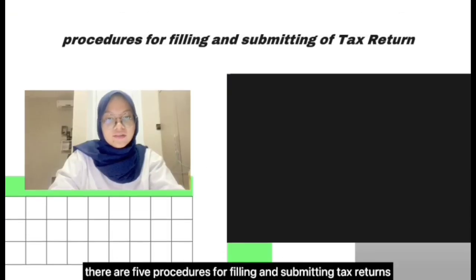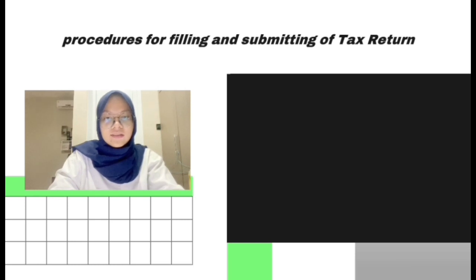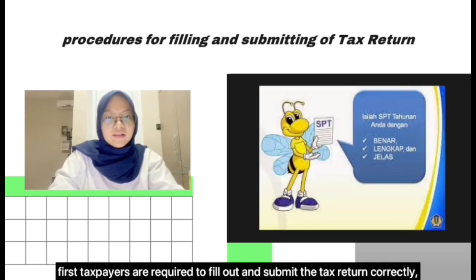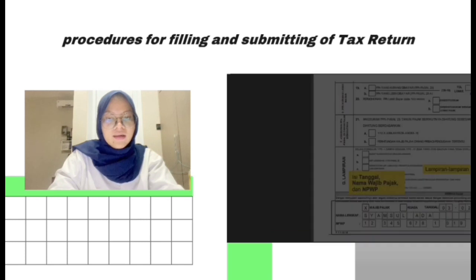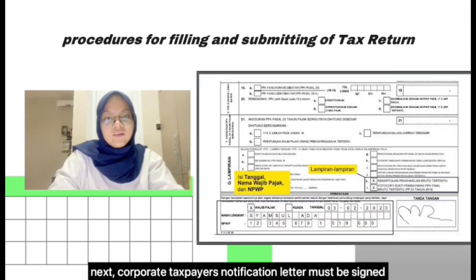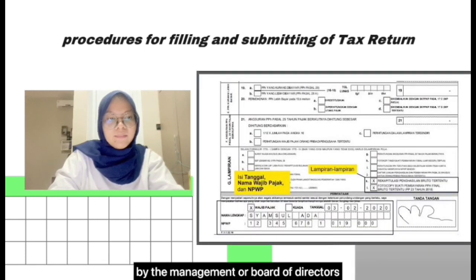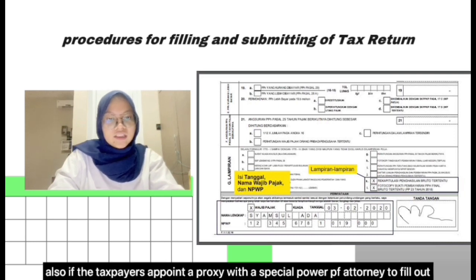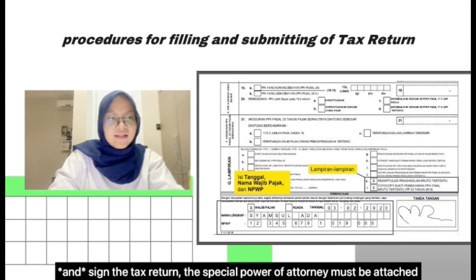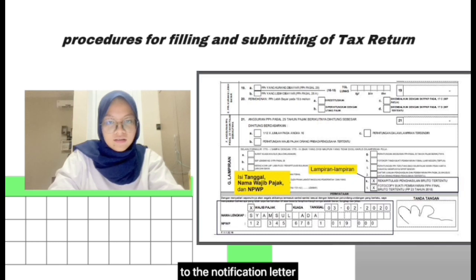There are 5 procedures for filing and submitting tax returns. The first one is taxpayers are required to fill out and submit the tax return correctly, completely, clearly, and they must sign it. Next, the corporate taxpayer notification letter must be signed by the management or board of directors. Also, if the taxpayer appoints a proxy with a special power of attorney to fill out and sign the tax return, the special power of attorney must be attached to the notification letter.